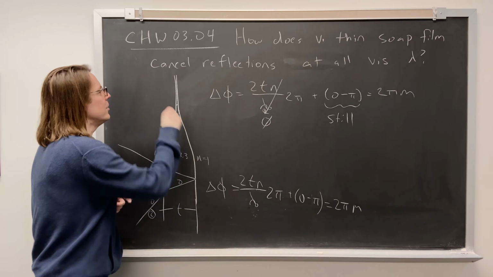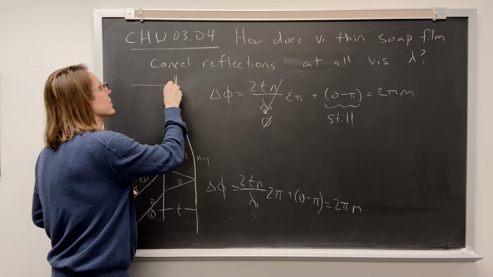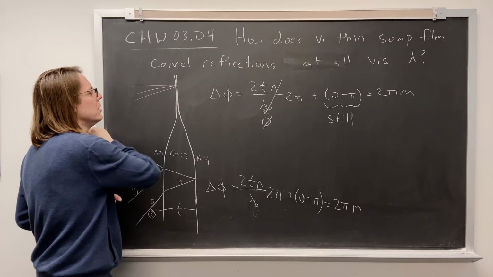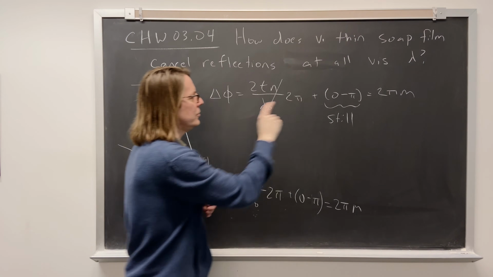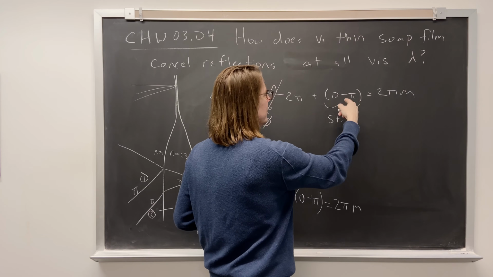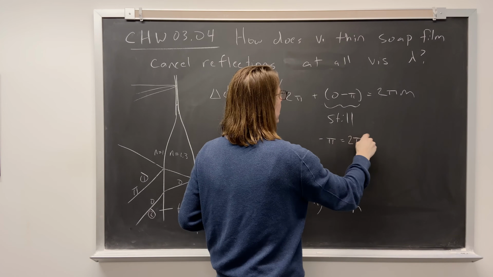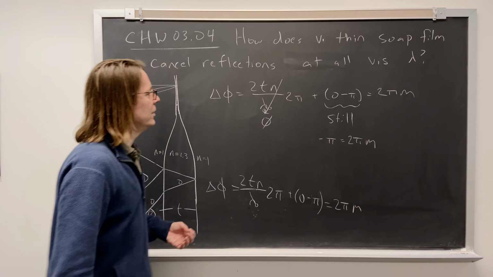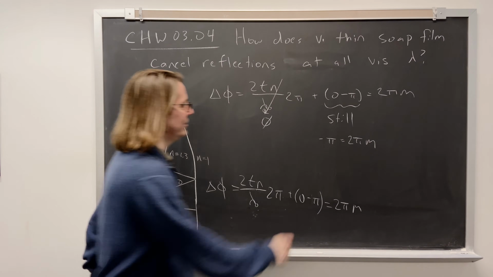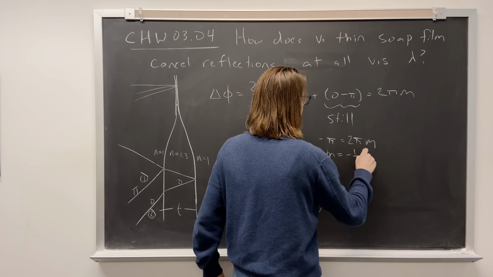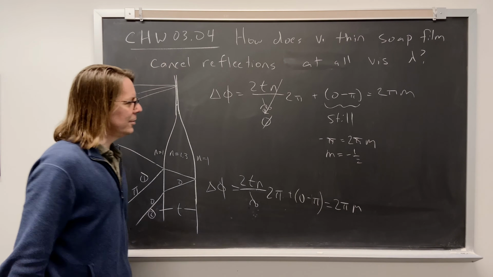Even though the path difference is almost nothing, one is still bouncing off the front with a pi phase shift, one is still bouncing off the back with no pi phase shift. You still get 0 minus pi equals 2 pi m, and you get negative pi equals 2 pi m, and then it just tells you what order you're seeing. Basically m is minus 1/2, which doesn't really make any sense.